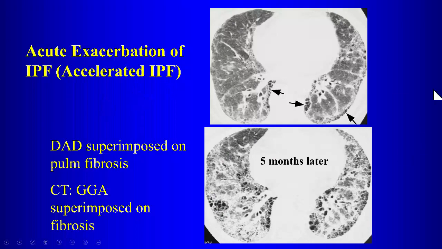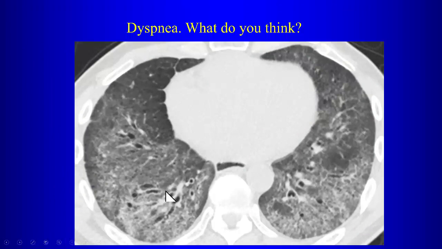So these are patients who have idiopathic pulmonary fibrosis, and essentially they come back with an ARDS picture superimposed on their idiopathic pulmonary fibrosis. And this can manifest as consolidations or ground glass opacities superimposed on the IPF. They can be severely short of breath, may require intubation. Sometimes it can be a terminal event. So this is acute exacerbation, or accelerated IPF is another term for this.